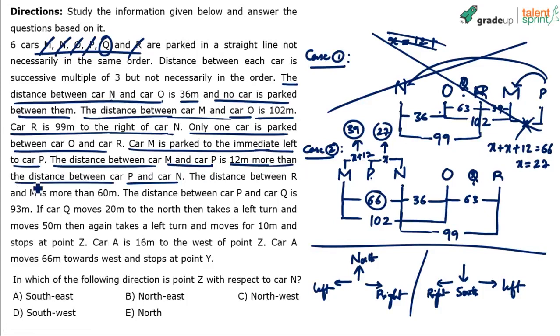So we have got the sequence. M, P, N, O, Q, R is the sequence, and we have got most of the distances also. Let's figure out the other distances.